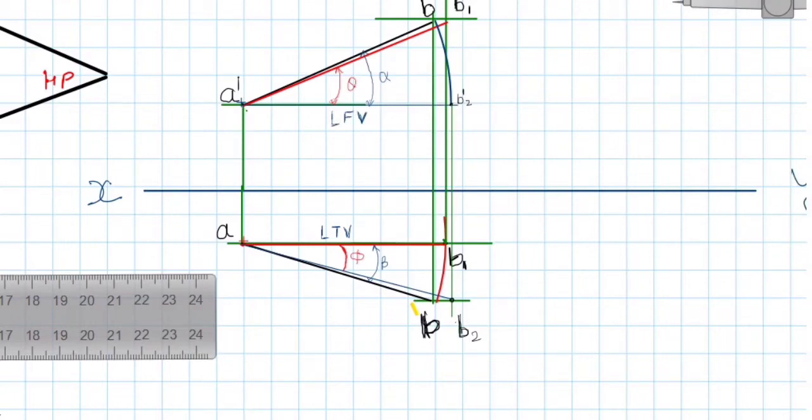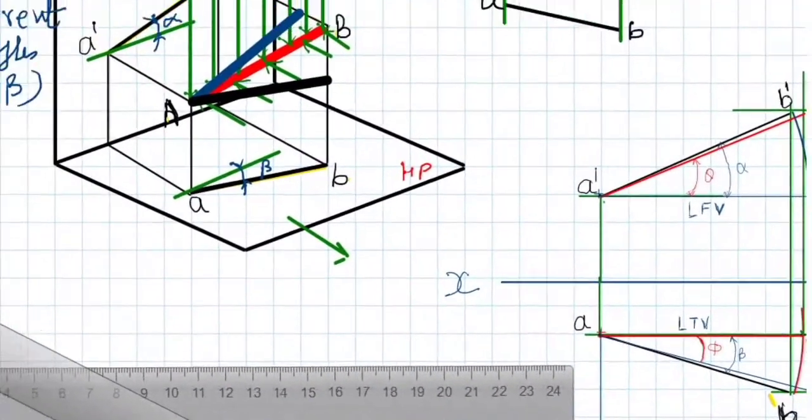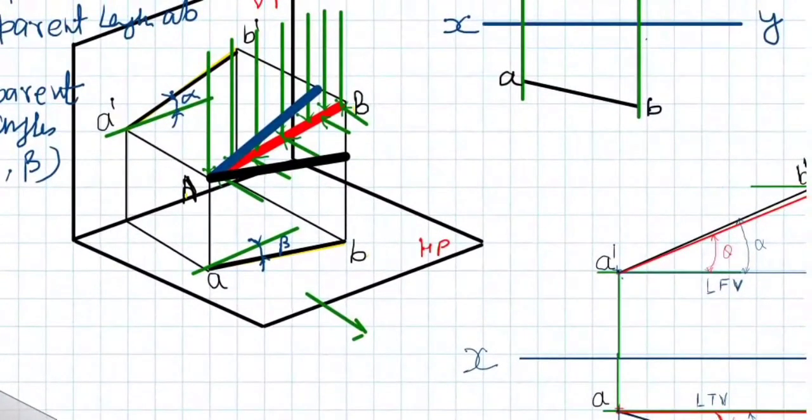Now, the distance between these two projectors, the original projectors which were used to make the projections of the line, is called D. The distance between the projectors. So if I need to project it here, this is the distance. This distance between the projectors is giving us the D. This distance is known as the distance between the projectors and is represented by the symbol D.